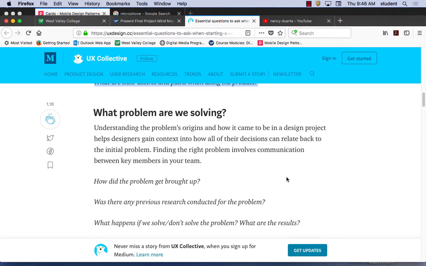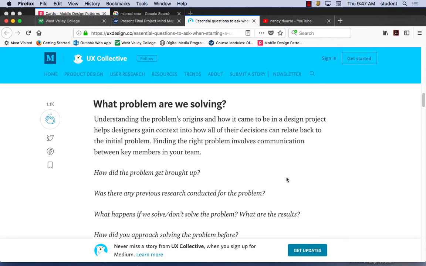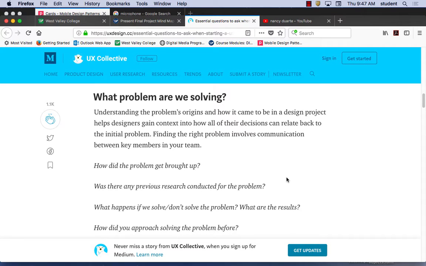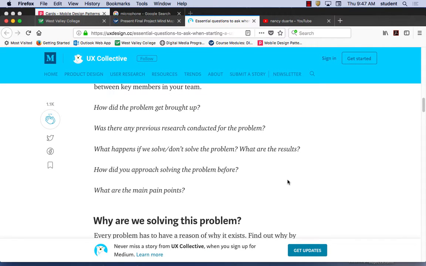What are the problems that we're trying to solve? I like this one. What happens if we don't solve the problem? What are the main pain points?